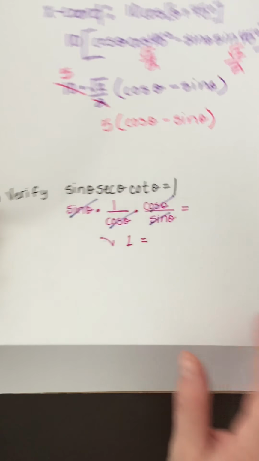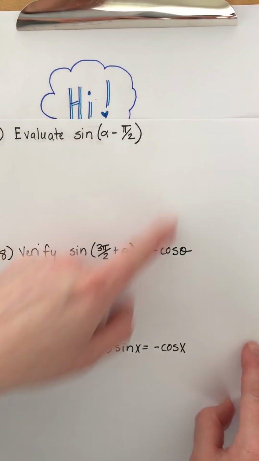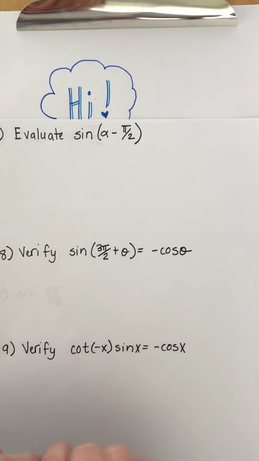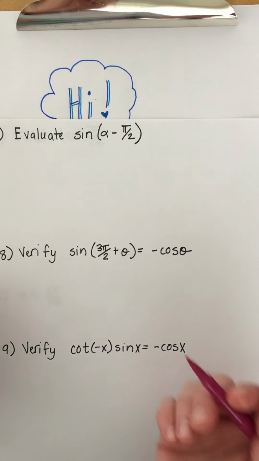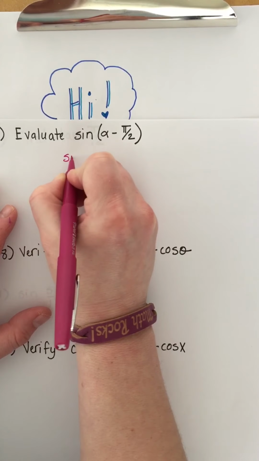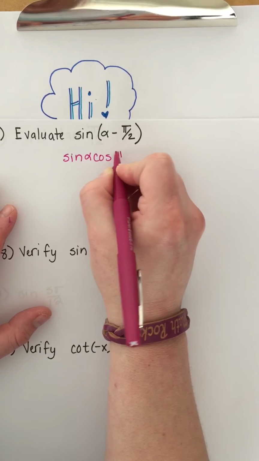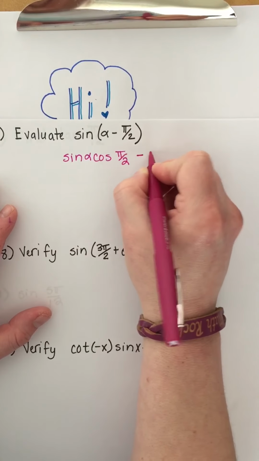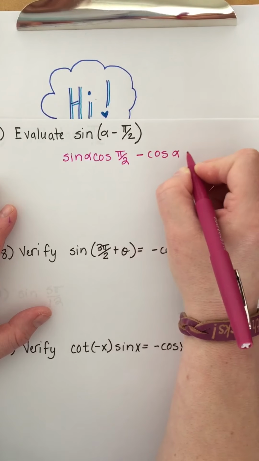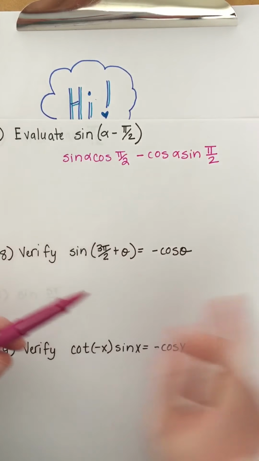All right, let's do another problem. So for this one, they want me to evaluate the sine of alpha minus pi over 2. I'm just going to use my formula, except we just so happen to have alpha instead of a number. So this is the sine of a difference. So I'll say the sine of alpha cosine of pi over 2 minus the cosine of alpha sine of pi over 2. We know a couple of these things.